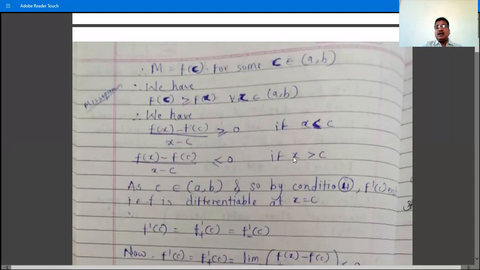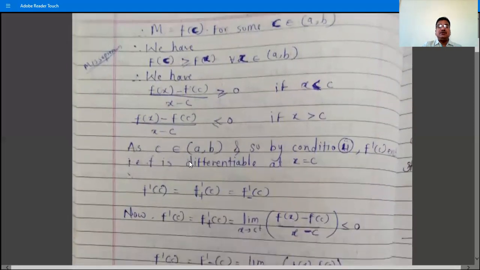And if x is greater than C, the negative divided by positive is less than 0. So f of x is less than f of C, so f of x minus f of C is negative. And if x is greater than C, then x minus C is positive. So negative divided by positive, the answer is less than 0. And it is equal to 0 when f of C and f of x are both the same, then f of x minus f of C is 0. In that case, we have equal to 0.